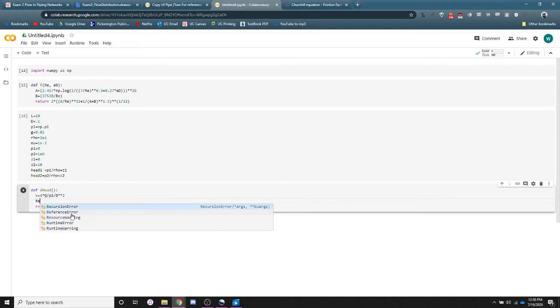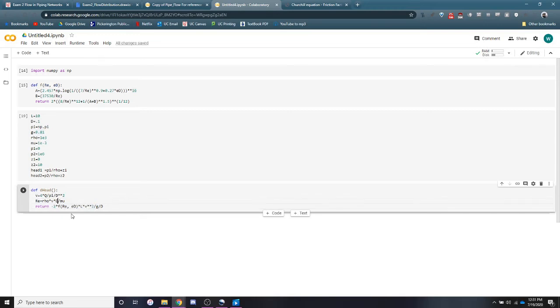The Reynolds number, we're defining that to be equal to, remember that's rho times the velocity and times the diameter divided by mu, which is the viscosity. So now that we have the Reynolds number, we have a way to calculate all of this that returns our change in head.